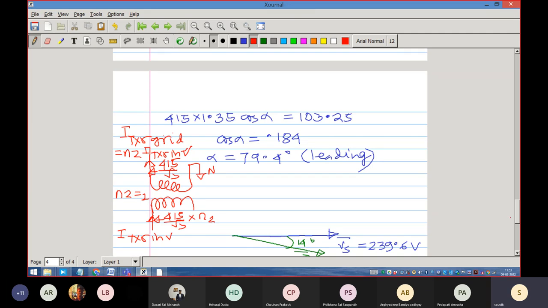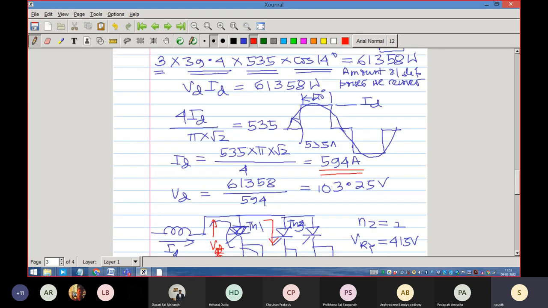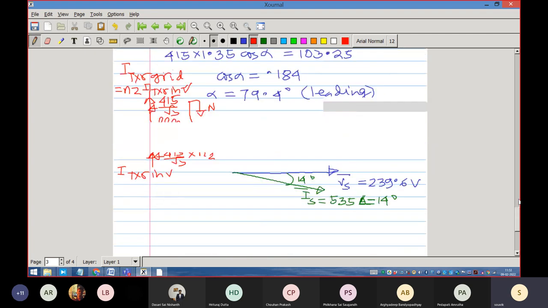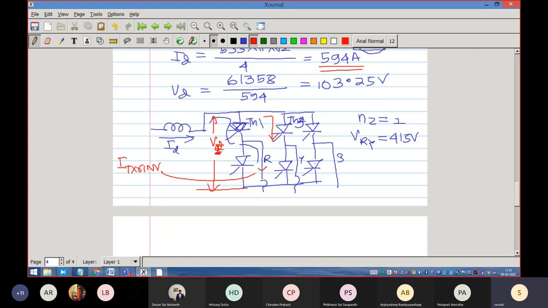So let us draw then the current. But the current is not getting transferred at all. The current magnitude is not getting scaled at all. Why? Because N2 is equal to 1. So the current magnitude here is, as I have seen, 39.4, because I told you the DC equivalent magnitude is 594.